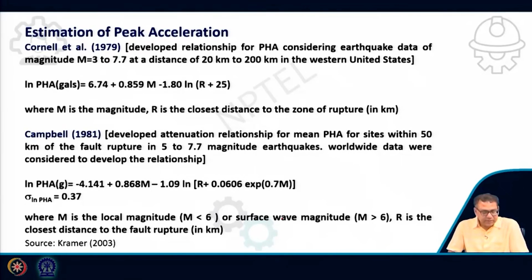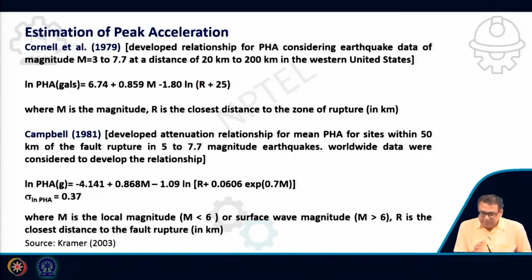So what is the expression? It is ln PHA in gal, equal to 6.74 plus 0.859 M minus 1.8 ln(R plus 25). Next time I will give you only the expression. I will not read it out because these expressions are easy to understand, but I will give you the history behind developing them. So here, M is the magnitude, and R is the closest distance to the zone of rupture in kilometers.